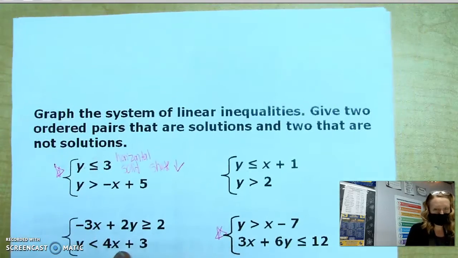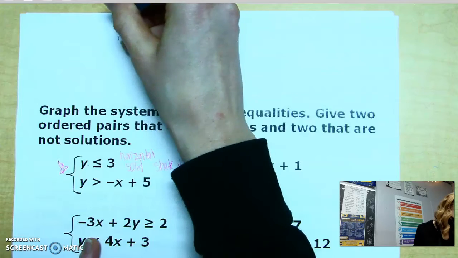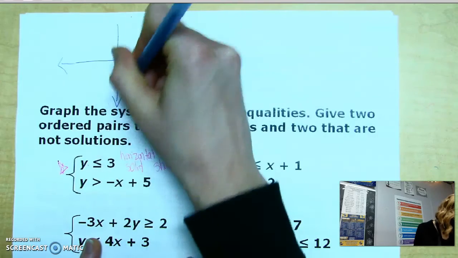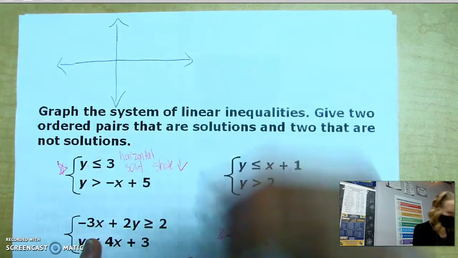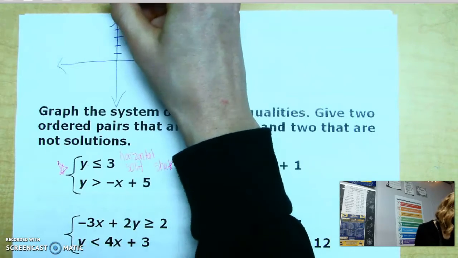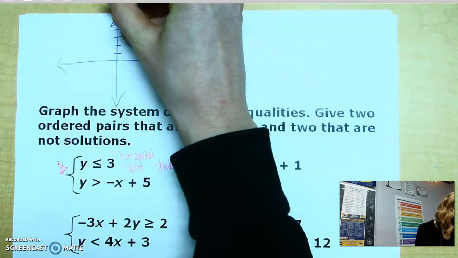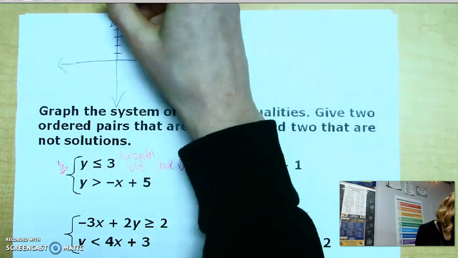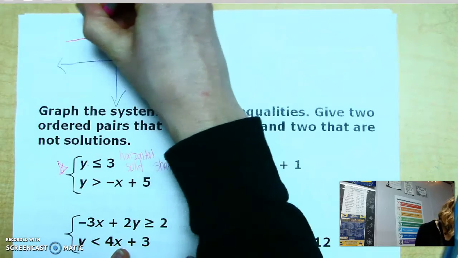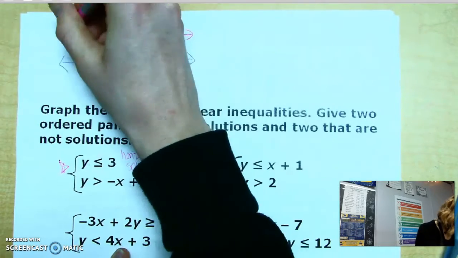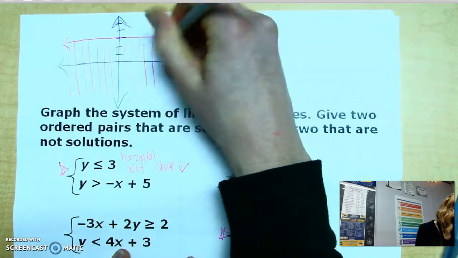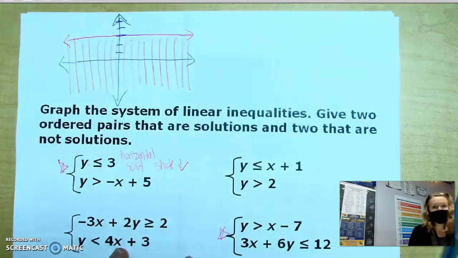And what I'm going to do is I'm going to graph this up here. So if I'm looking at this graph, I have a horizontal line that is solid at a y value of 3. And I'm going to be shading below that line. So I've graphed one of my lines.